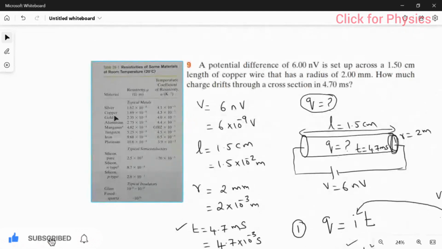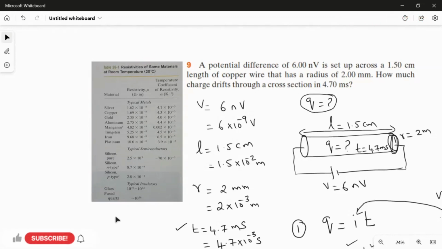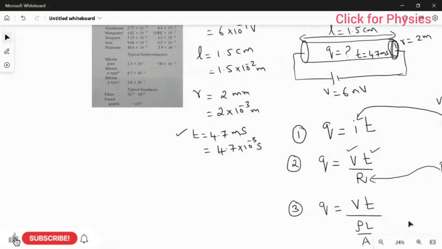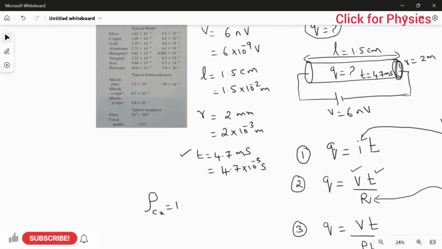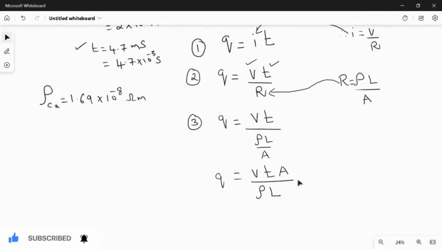So here we have the copper, and the resistivity of the copper value is 1.69 multiply 10 to the power of minus 8 ohm meter. So we have the constant value for the resistivity also. Now you can see here we have all the details, but we have to substitute the answer for the area.